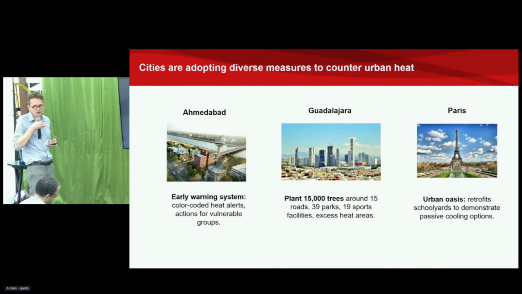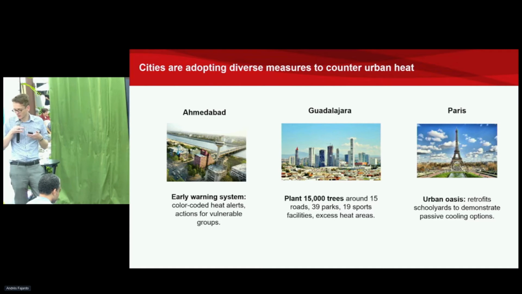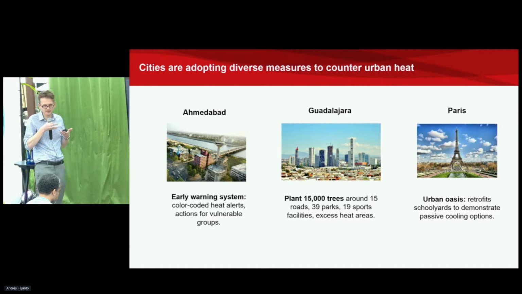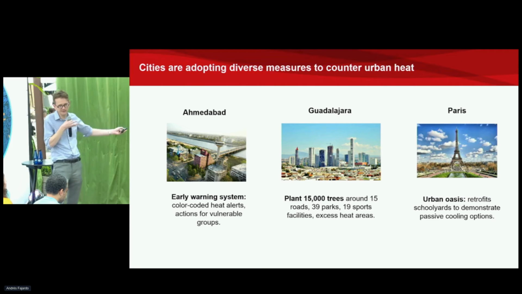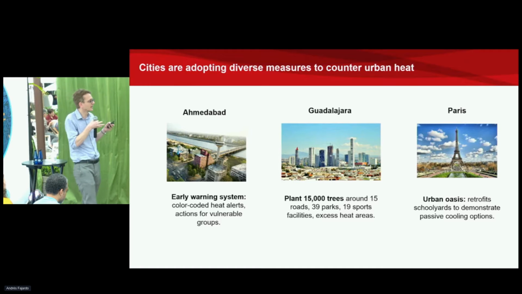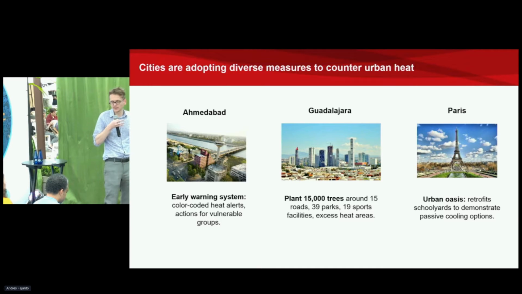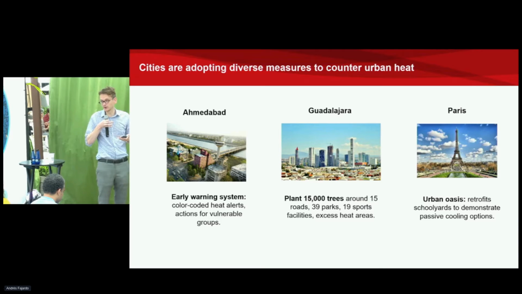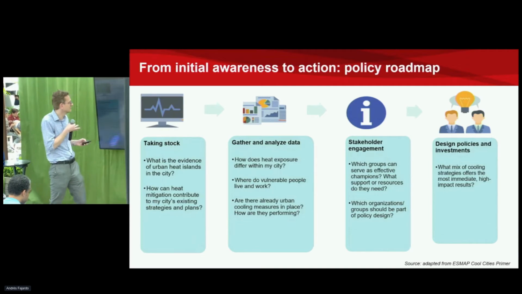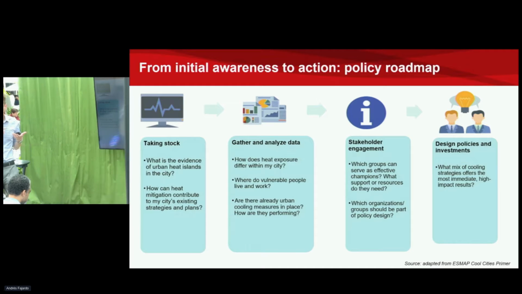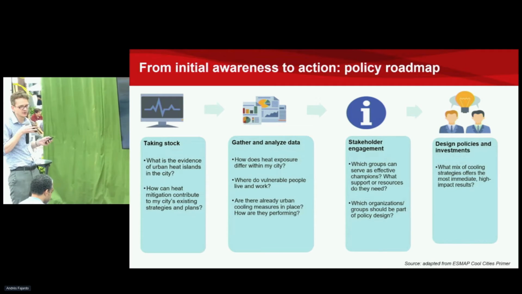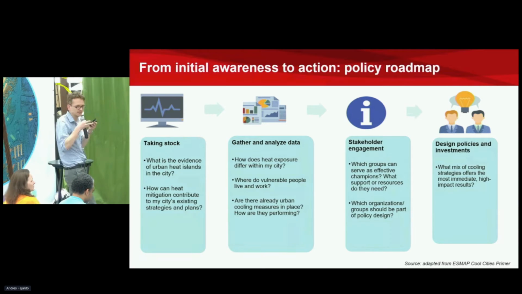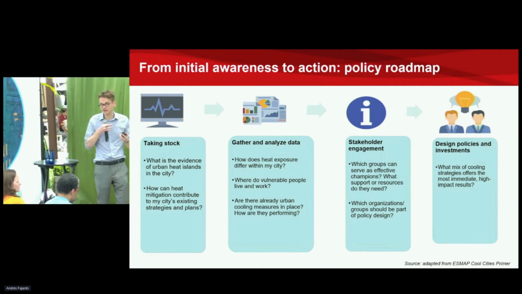So around the world, we're seeing a whole wonderful variety of different actions and experimentation in cities, from introducing early warning systems to planting trees and parks, to trying to fit school buildings and playgrounds so that children out at play in tomorrow's climate are not going to get heat stroke. But really, it's a pretty complicated thought process if you're in city government, to go from initial awareness to gathering some evidence to bringing everybody on board and then finally getting some actions made.